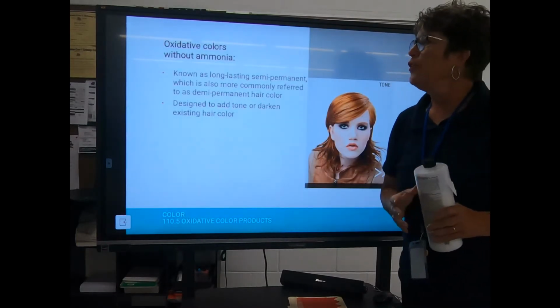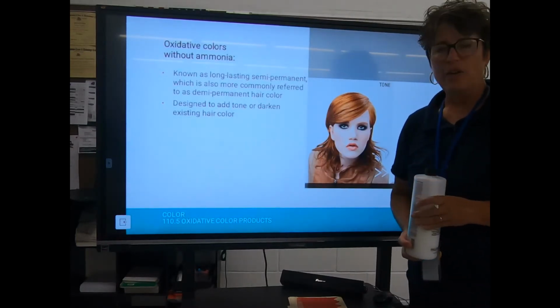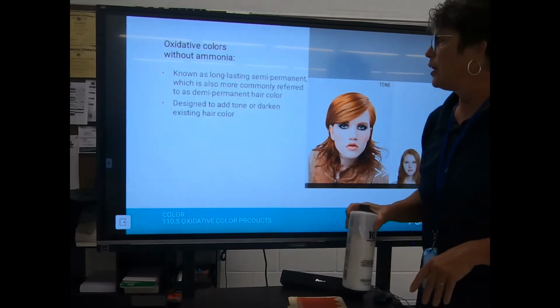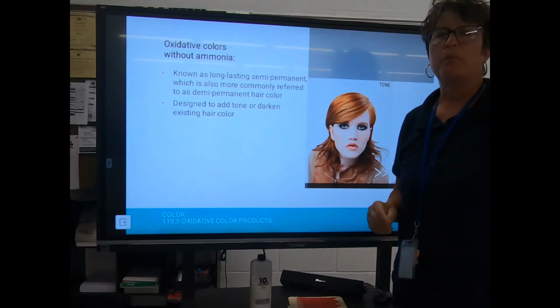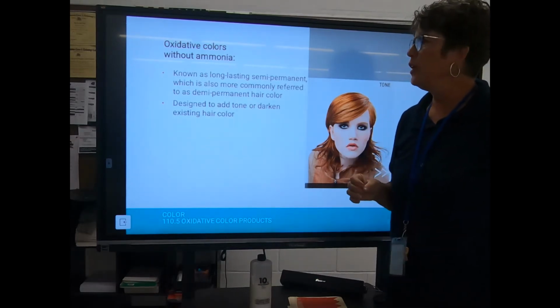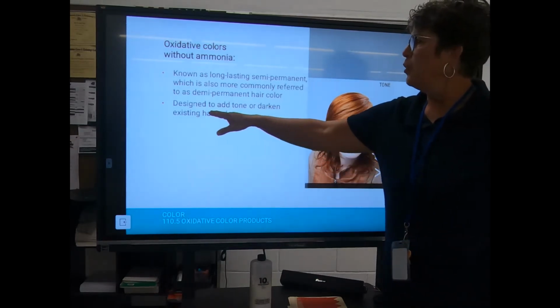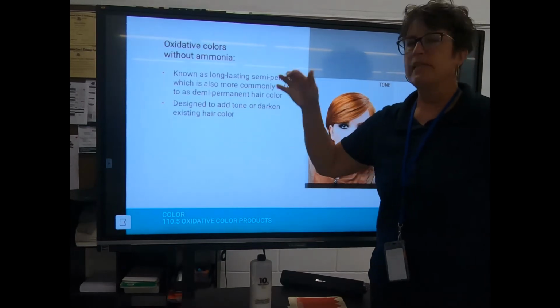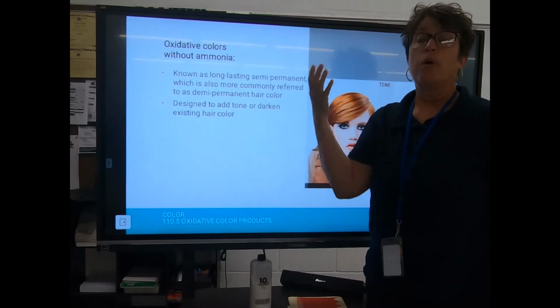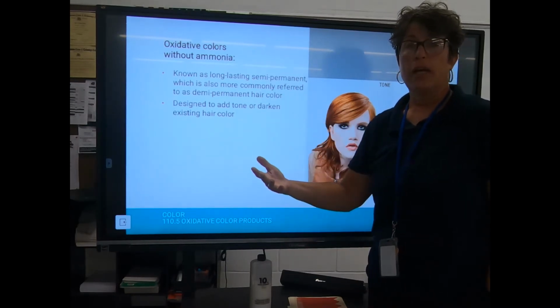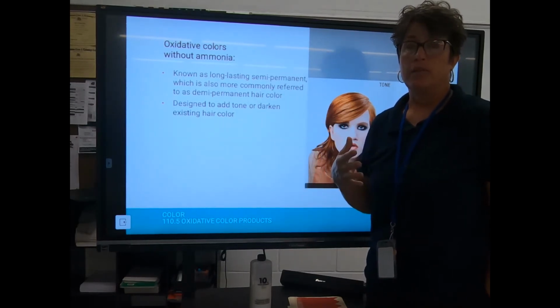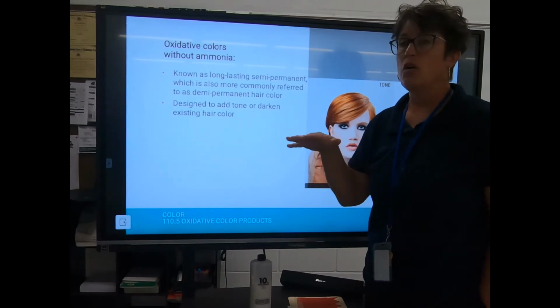Okay, so if you have an oxidative color without ammonia, you are talking about long-lasting, semi-permanent, or demi-permanent color. There's no ammonia in it. All right, it will add tone or darken existing hair color. So remember, if I have brown hair, I could go add a red tone or I could darken it. I cannot lighten it, okay? There's no ammonia in it, it's not gonna happen.